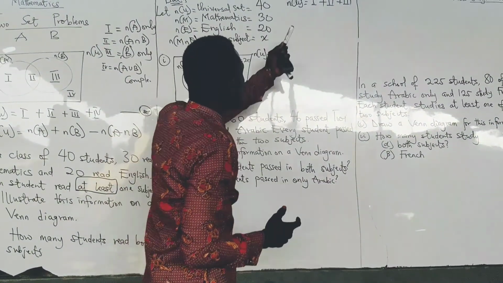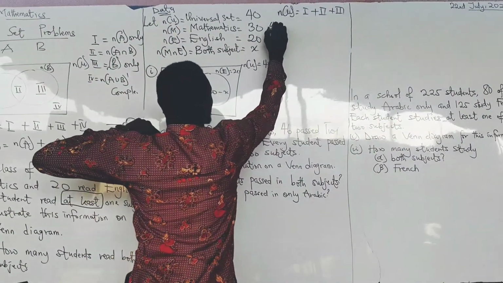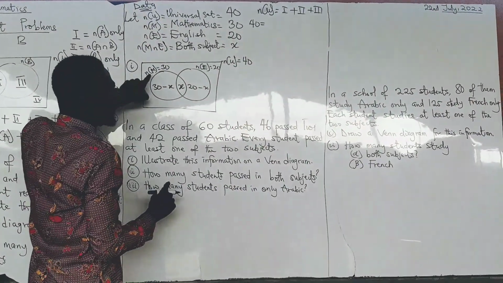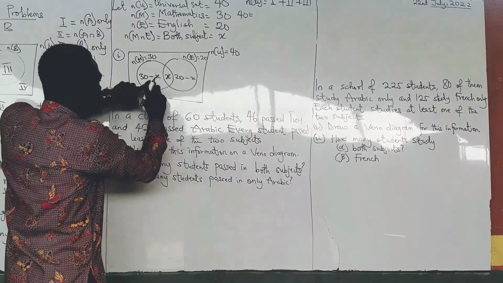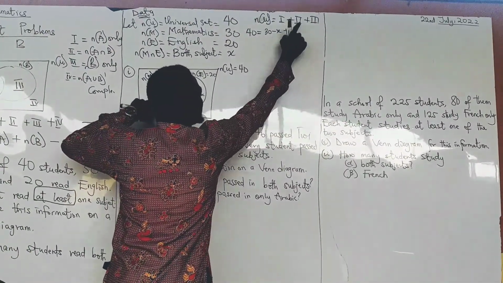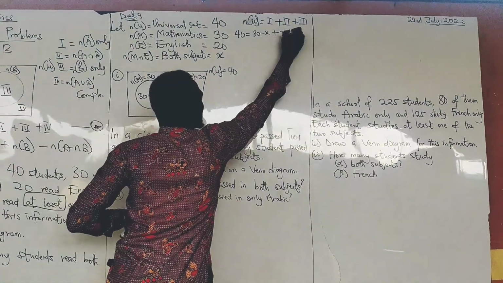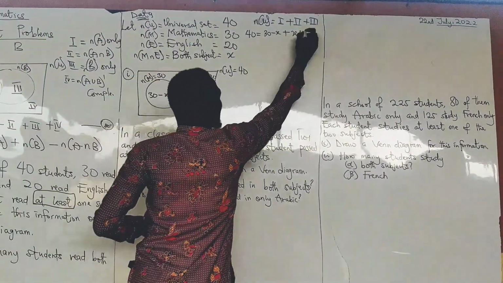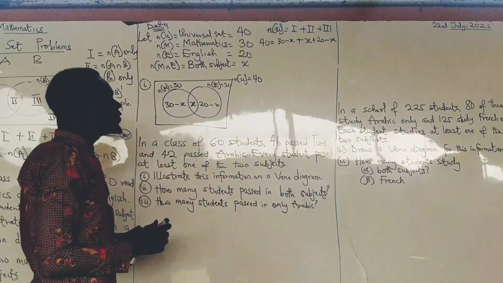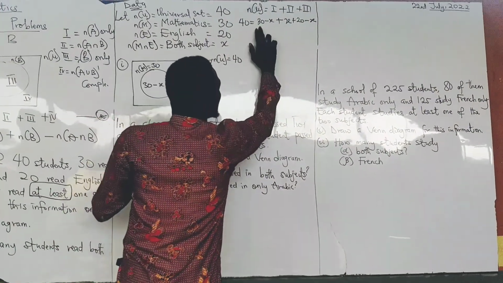So now, what is the universal set from the question? It's 40. So let's write it down here. 40 is equal to region I, which is M only. What do we have there? We have 30 minus x, plus region II. What do we have at region II? We have x, plus region III. We have 20 minus x. Then we solve this equation by grouping like terms. So let's group the like terms here.